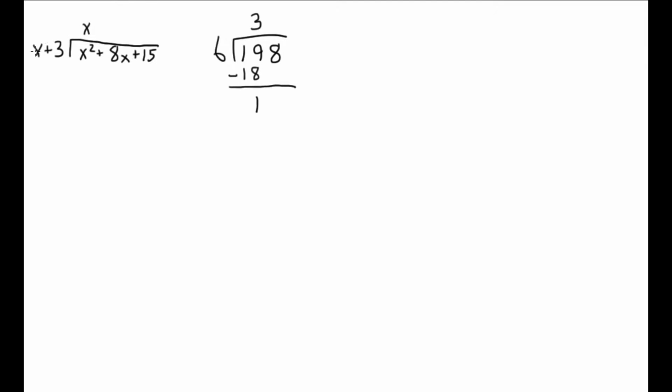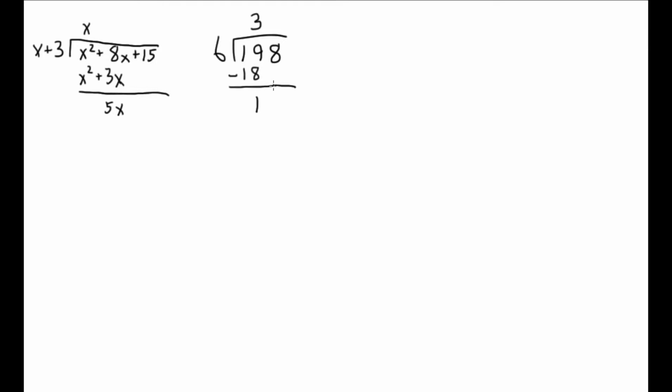So x times x is x squared, and x times 3 is 3x. And now we subtract. X squared minus x squared equals 0, so the x squares disappear. 8x minus 3x equals 5x. And now we repeat the process.